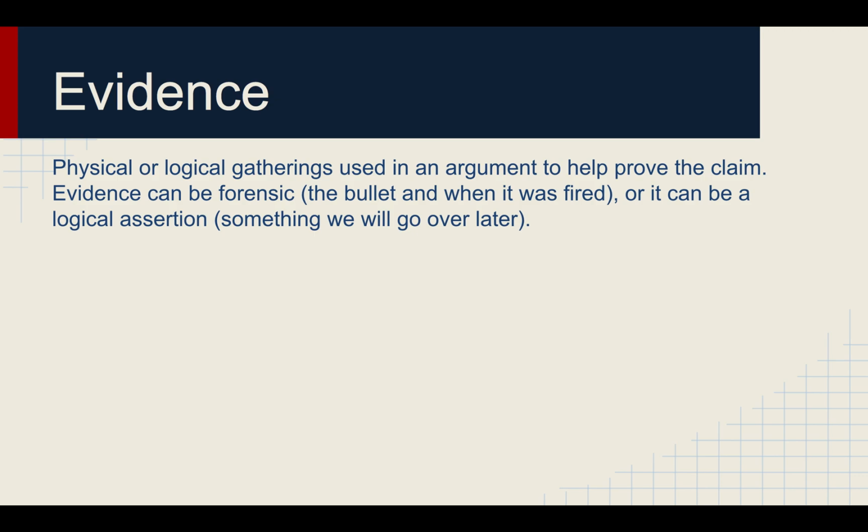So evidence can be forensic. Forensic can be all different types of things, but think about a crime scene. The bullet that was fired out of a gun, that's forensic evidence, right? The blood splatter, the cartridge that's ejected from the gun, the slug that's still in the wall. All of those are what we call forensic. That can also be studies that have been conducted. All different types of things can be forensic evidence. So big term there. Or we could have a logical assertion.